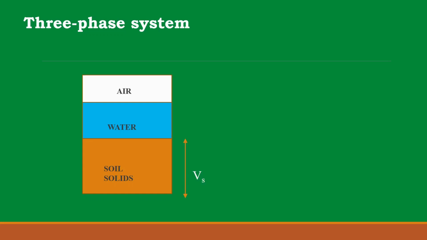Let me denote the solids volume as Vs and volume of water as Vw and volume of air as Va. Now, volume of water and volume of air together represents the volume of void spaces in between the soil grains. Overall, the entire volume of soil is represented by the letter V.